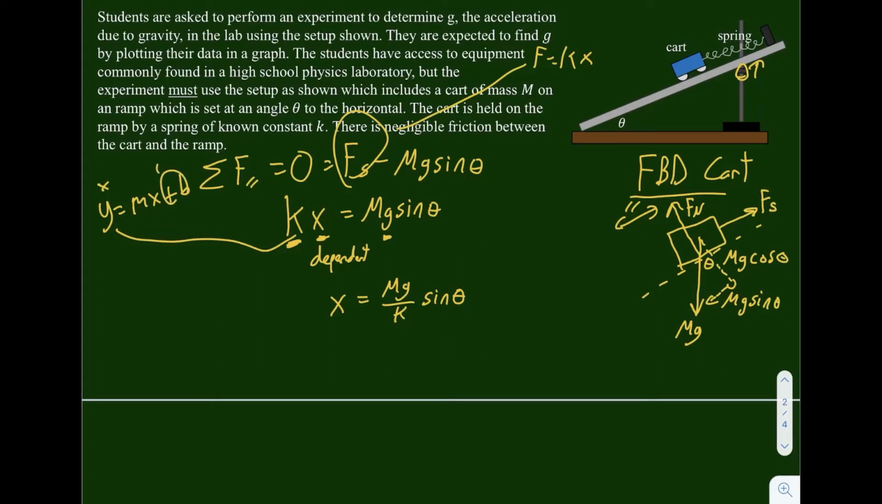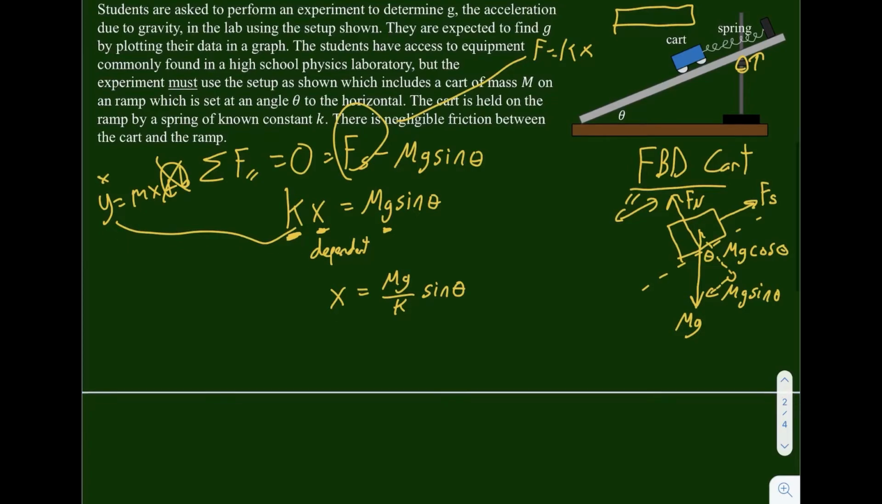There's no plus b, and that's because, it's pretty obvious, when theta equals 0, when you have a horizontal incline, the spring's not going to stretch, so x is 0. So it does pass through the origin. That's something that matters on the AP exam. They might ask, why does this graph pass through the origin? Well, this one passes through the origin because if the incline's at 0, if it's a horizontal incline, the spring's not going to stretch because there's no gravitational force there.